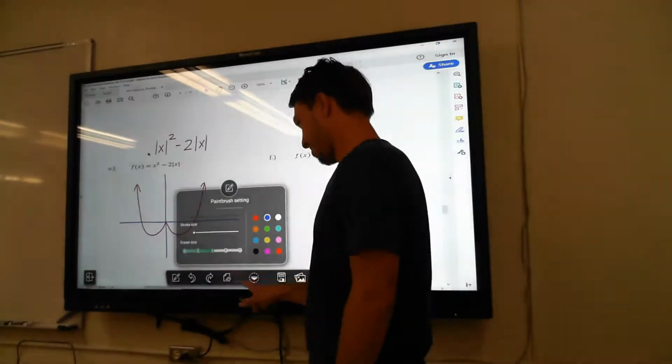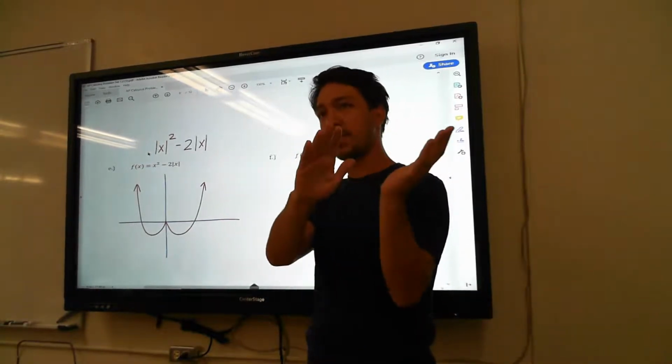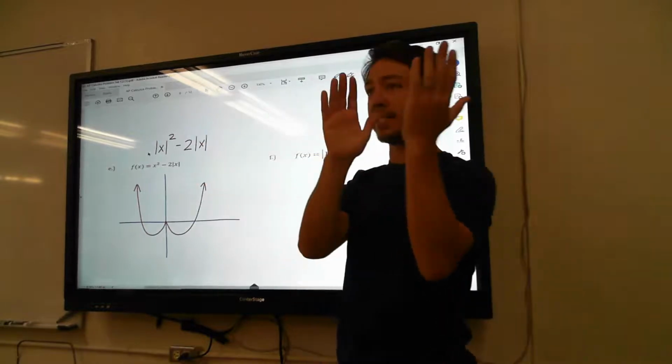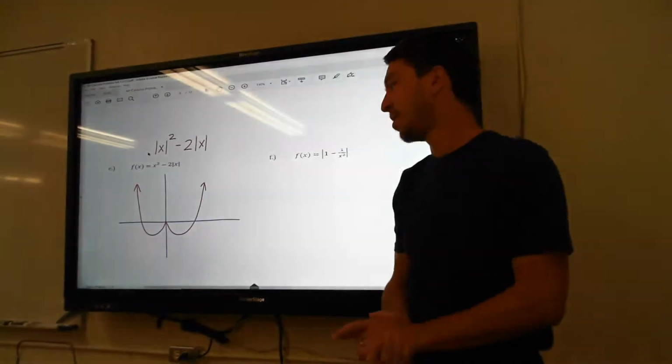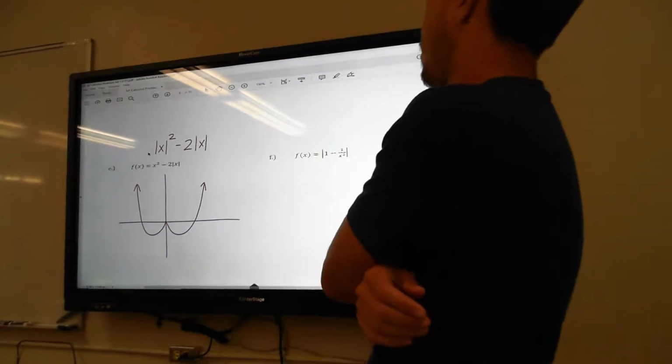But you get how we're getting from that parabola to that transformation: it copies the positive x value points over. All right, one more.